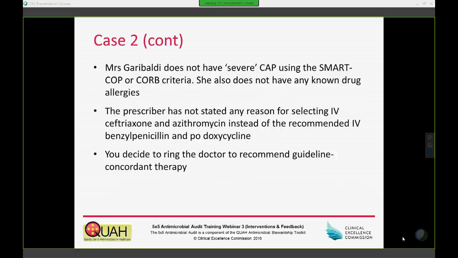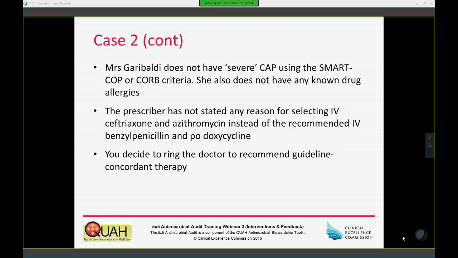So if this patient doesn't have severe CAP using the SMART-COP or CORB criteria or any other red flags, and she doesn't have any known drug allergies, the prescriber hasn't stated their reason for selecting IV ceftriaxone and azithromycin instead of the recommended therapy of IV benzylpenicillin and oral doxycycline. So you decide to ring the doctor this time to recommend guideline-concordant therapy.